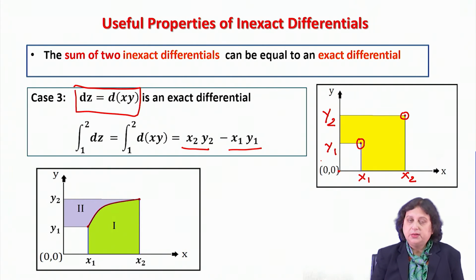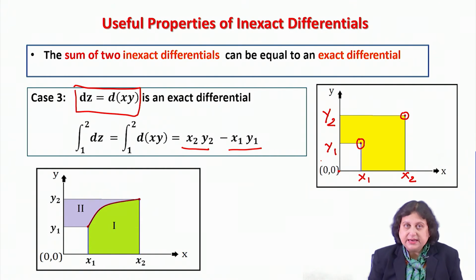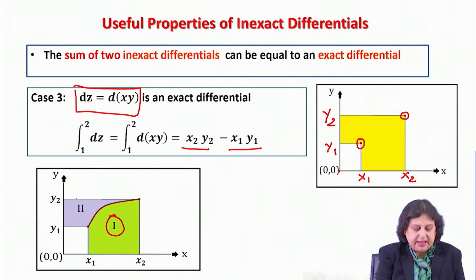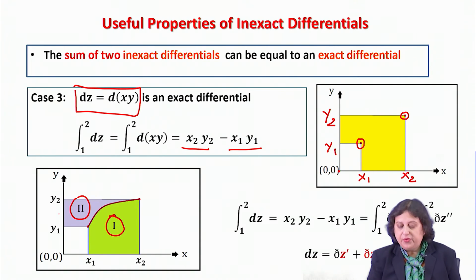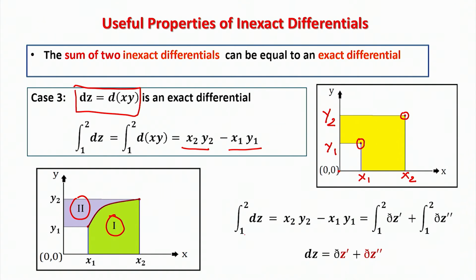Now, please remember, along the chosen path, what we had? We had exactly the same area when I added area 1 and area 2. And therefore, my conclusion is integral 1 to 2 dz is nothing but integral 1 to 2 dz prime plus integral 1 to 2 dz double prime. And that gives me this very important result that dz is equal to dz prime plus dz double prime.